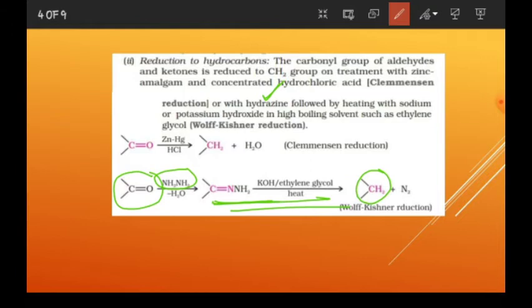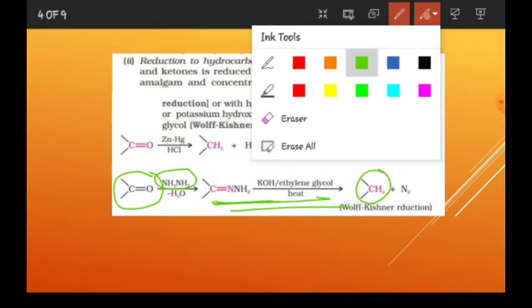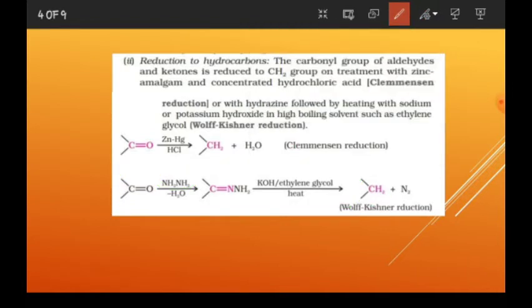Now, if you can identify this intermediate, we have studied about this in our last topic, which was nucleophilic addition reaction. Here with hydrazine, what will be formed? Hydrazone. This is related to our last topic. So what you will do? C double bond O, you will remove the O, and what you will add? You will add this NNH2 from this side.